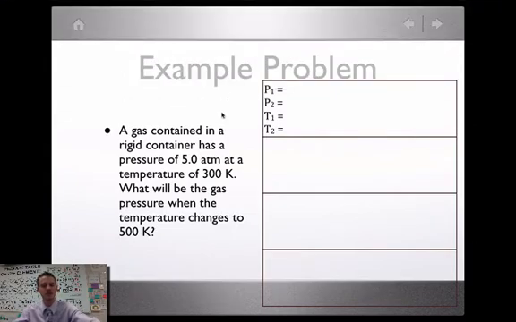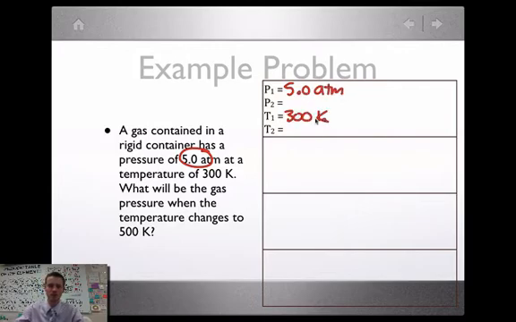So this was our 5.0 atmospheres, and this was 300 Kelvin. It asks what my gas pressure will be. I don't know my gas pressure when my temperature changes. My second temperature, the changed temperature, is 500 Kelvin. So that was, what do I have?